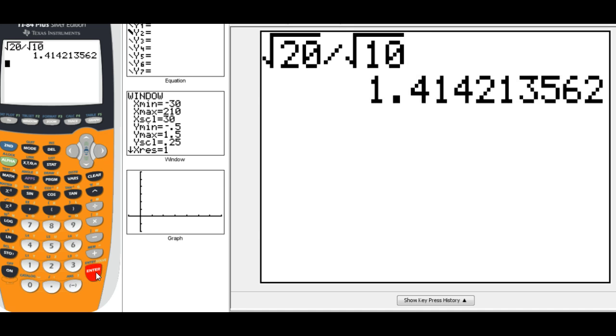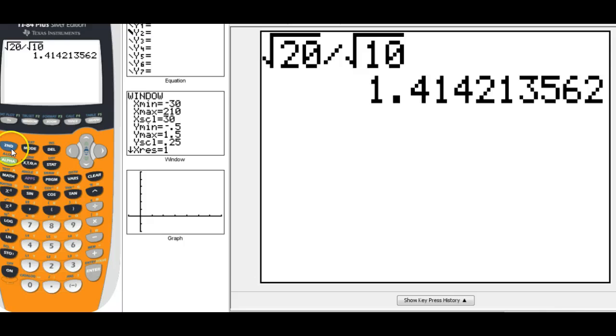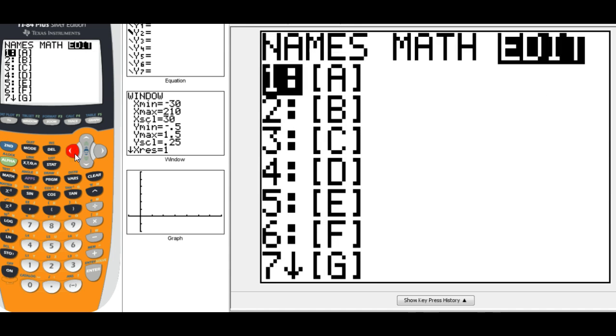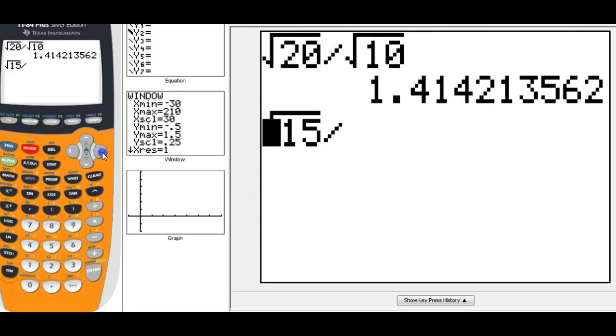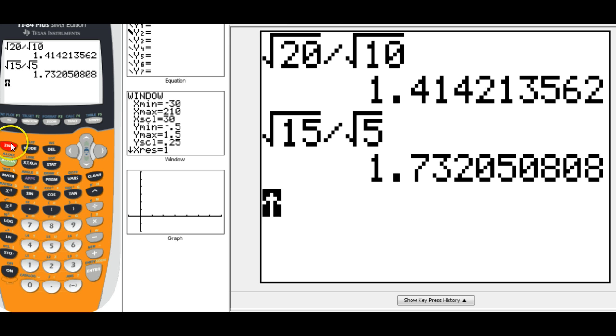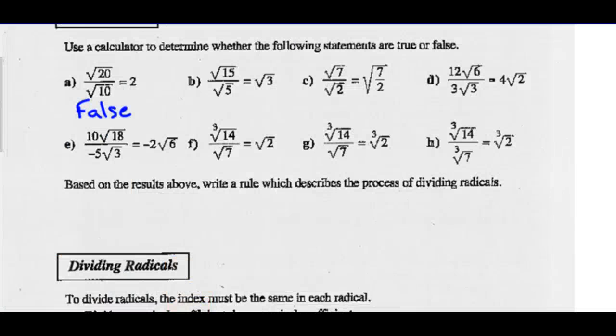That gives us 1.41. That is definitely not 2, so this is false. Radical 15 divided by radical 5. Let's try that one. Square root 15 divided by square root 5. And that's supposed to be the same as radical 3, so let's see if that's the same as square root 3. Those numbers look identical, so we would say this one is true.